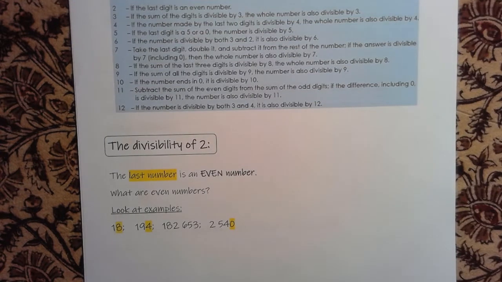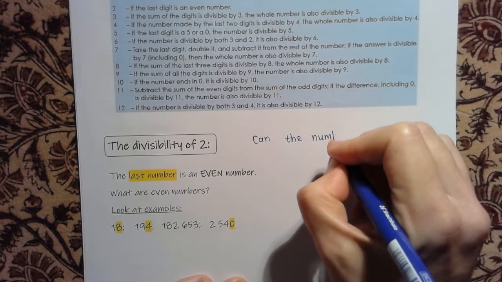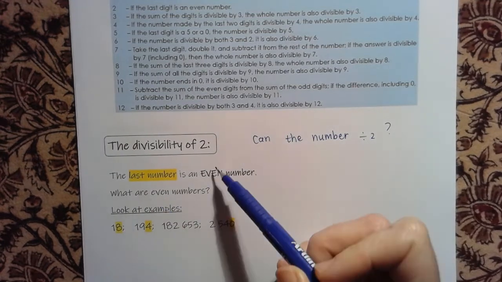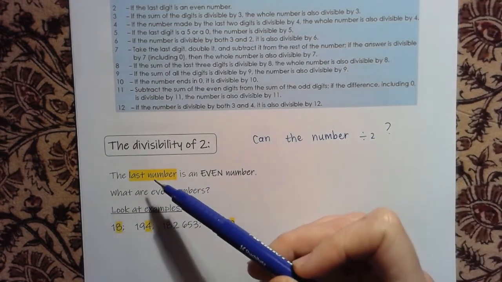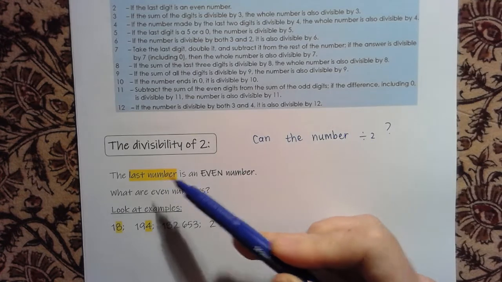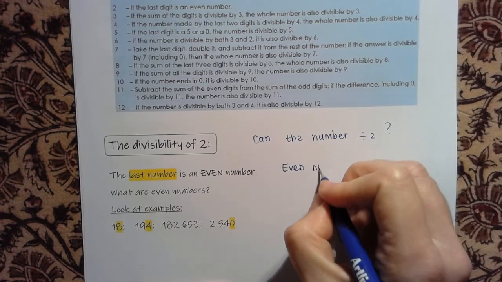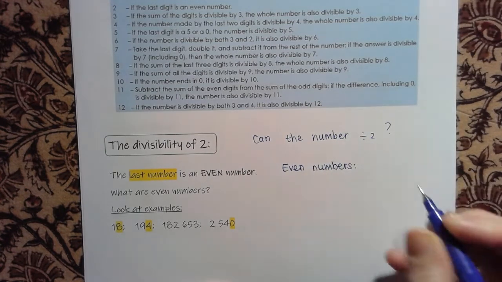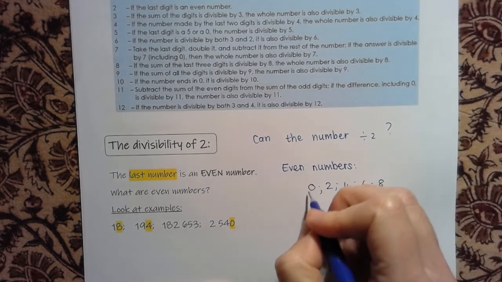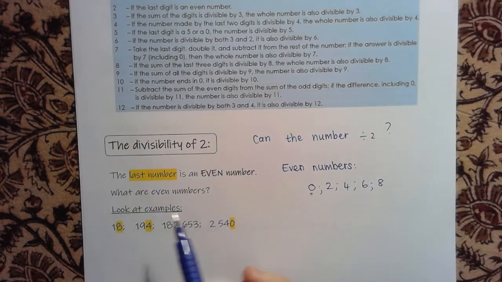Right, so divisibility of 2, meaning can the number divide by 2? That's the question. All right, so I think you know this one: the last number is an even number. That's how we know whether the number can divide by 2. So what are even numbers? Even numbers are 2, 4, 6, 8, and also if the number ends on 0, so it's 0, 2, 4, 6, and 8.